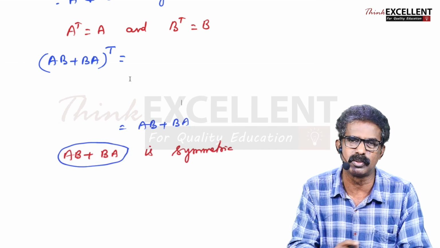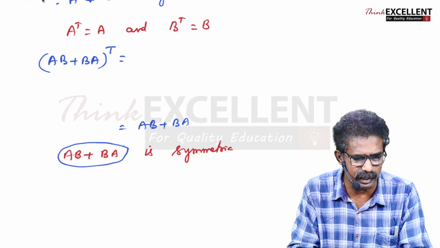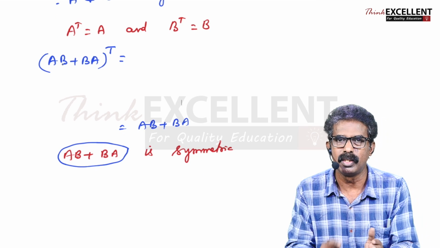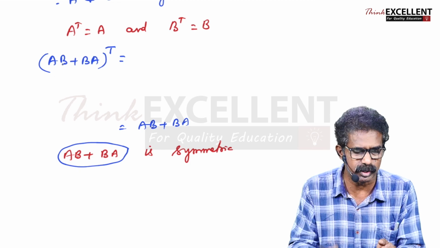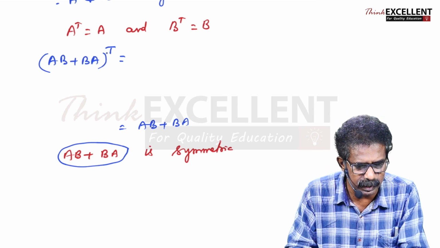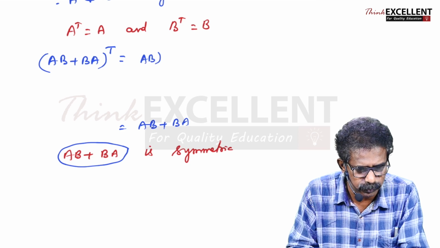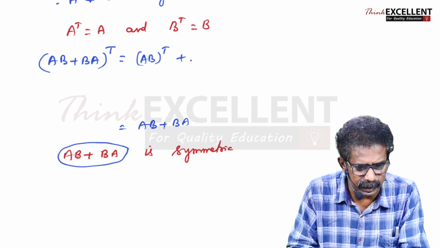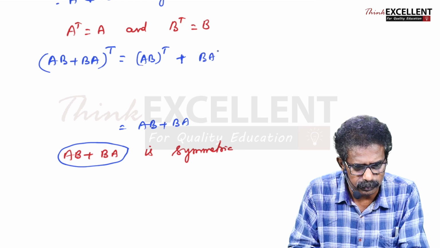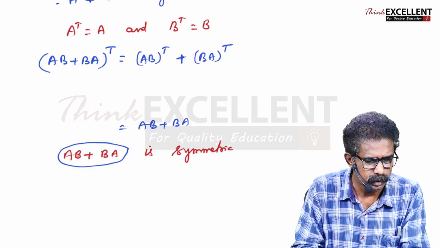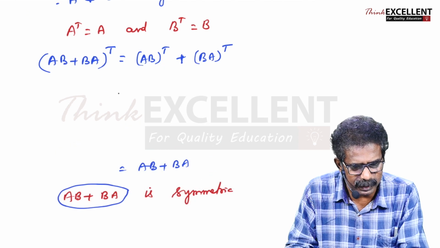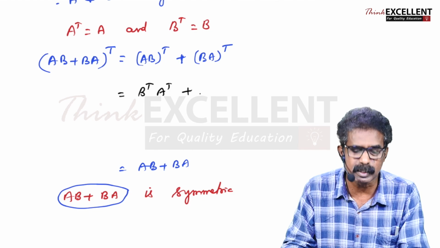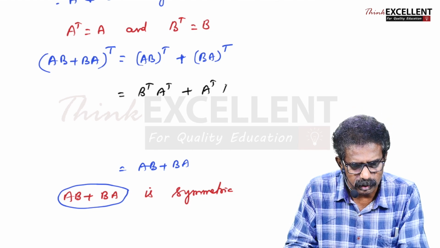Very simple thing. You must know the properties of transpose. Okay, that I already taught. For addition, A plus B transpose is A transpose plus B transpose. Only for multiplication it comes in the reverse order, right? AB plus BA transpose means AB transpose plus BA transpose. Now for multiplication, you have to write in reversed order, right? So AB transpose means B transpose into A transpose, plus BA transpose is A transpose into B transpose.